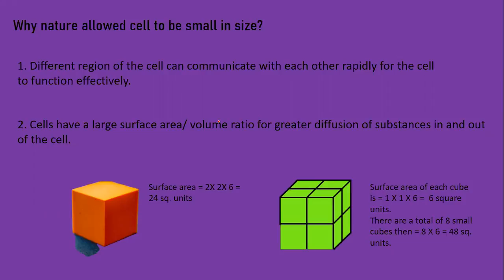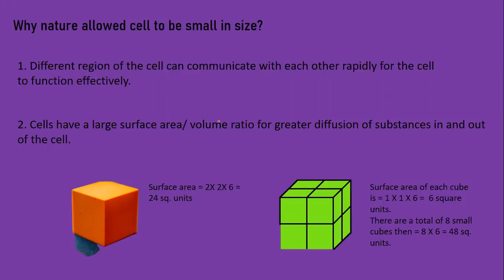Second is that cells have a large surface area by volume ratio for greater diffusion of substances in and out of the cell. So normally, the smaller the cells are, the greater will be the surface area by volume ratio. How will we see that?